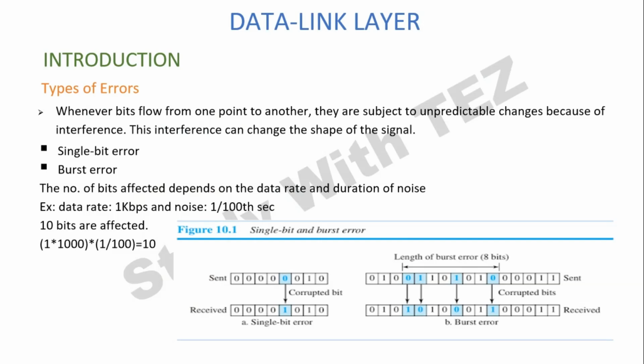So the number of bits affected depends on data rate and duration of the noise. In the example I have taken 1 kbps and noise as 1/100th of a second. This is the duration of the noise and this is the data rate, 1 kilobit per second. Multiplying 1 kilobit per second with the duration of the noise will give 10, so there are 10 bits being affected. So this will tell you how many bits will be affected.